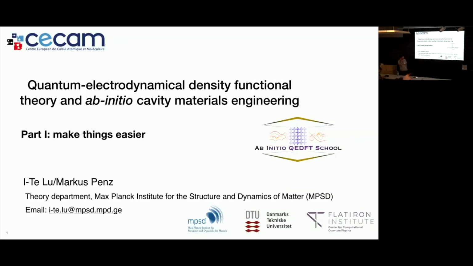Okay, so my name is Ida Lu, and today I'm going to talk about how to use quantum electrodynamical density functional theory to do some simulation for materials inside the optical cavity. And basically, before we dive in, we have to figure out where we are.